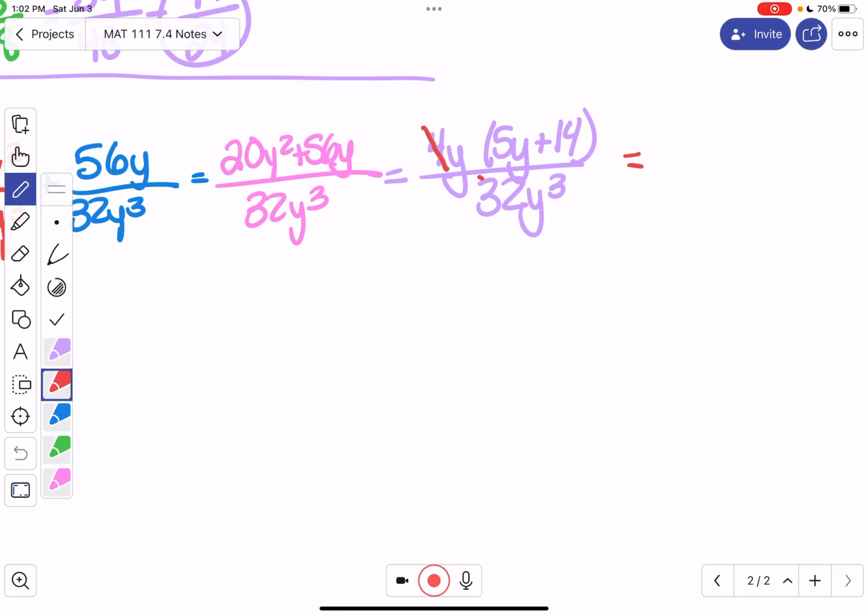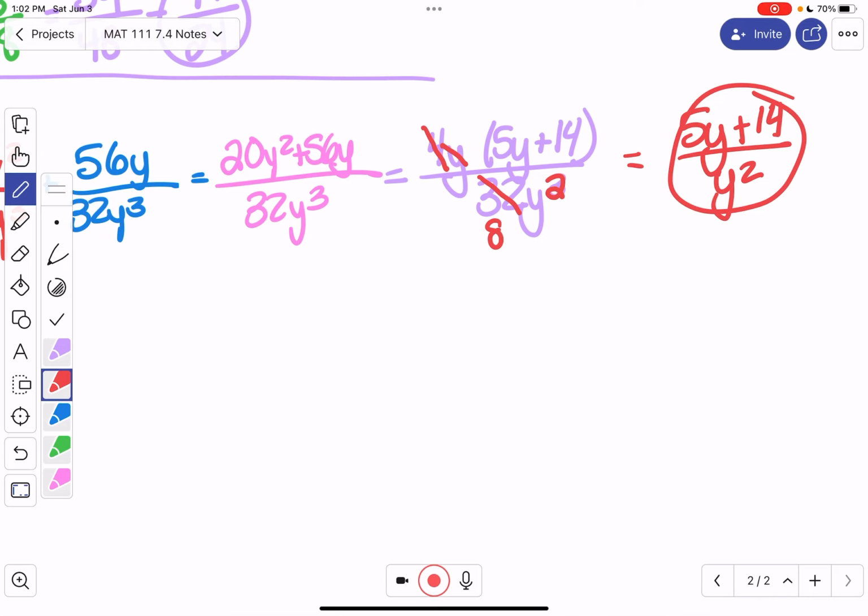Now we look at what we can cross out on the top and the bottom. 4 divided by 4 is 1. 32 divided by 4 is 8. And if I take out 1y from the bottom, this becomes y squared. So we have 5y plus 14 over y squared, and that's as low as we can get it.